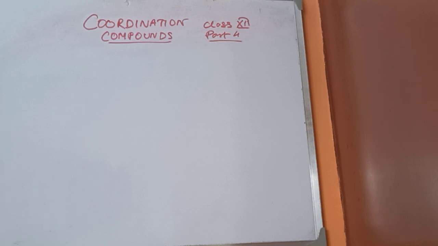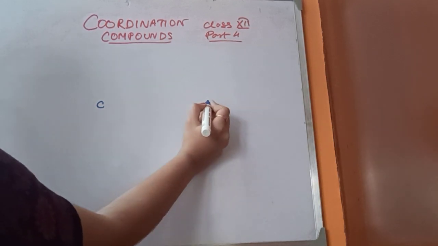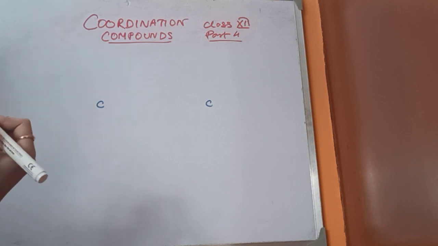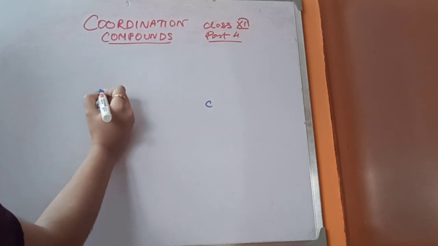You all know about what are optical isomers, what are D forms, what are L forms from organic chemistry already. But still I just want to discuss with you what are optical isomers or what is optical isomerism. I'll explain that to you with the help of an example. I'm taking an organic example only because you have learned about optical isomerism from organic chemistry only.